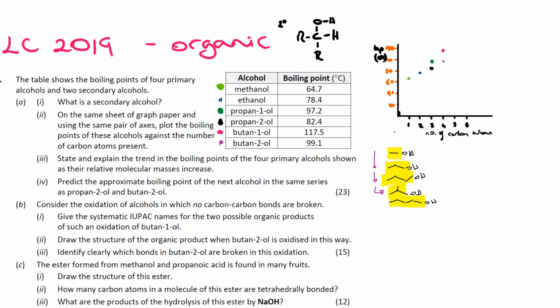Predict the approximate boiling point of the next alcohol in the same series as propane 2-ol and butane 2-ol. So we're going from propane 2-ol, which is 82, up to 99. We're going to see an increase in the boiling point. We've got a jump of about 17 there. It's unlikely to be that big a jump as the carbon chain increases, so if it jumps up by 10, you've got a boiling point there of around 110 to 115 degrees.